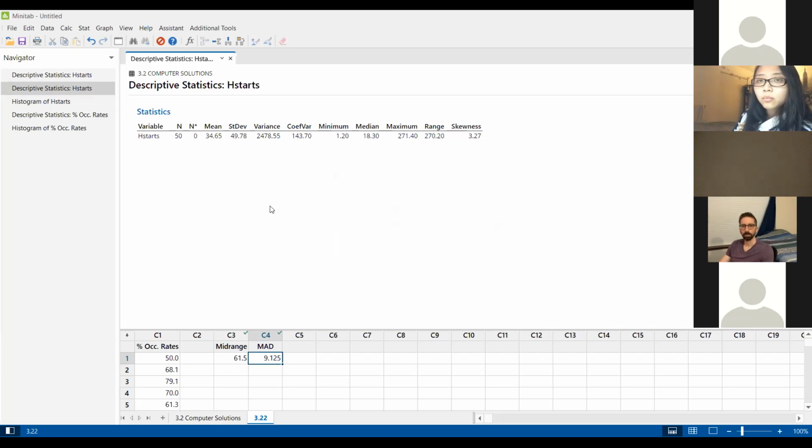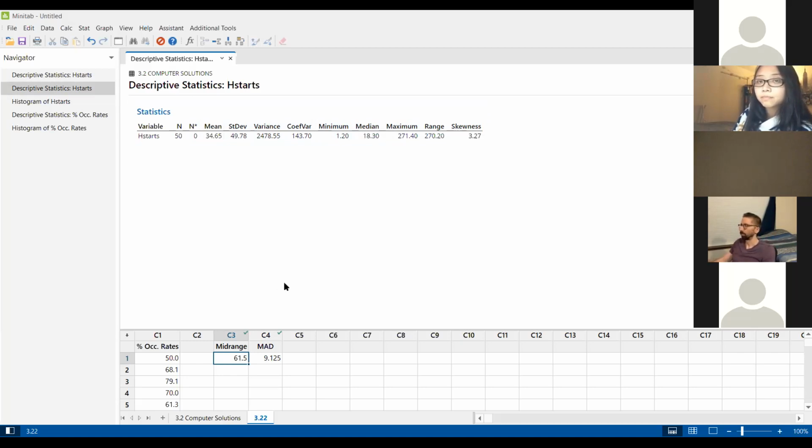All right. Now the mid-range, of course, is not calculated either, right? So I calculated it here. And how did I find it? I just took the maximum value and added the minimum value and divided by 2, and I got 61.5 as the mid-range. Now compare it to the mean and the median. The mean is 34.65, the median is 18.3. It's not even close to any of those two, right?